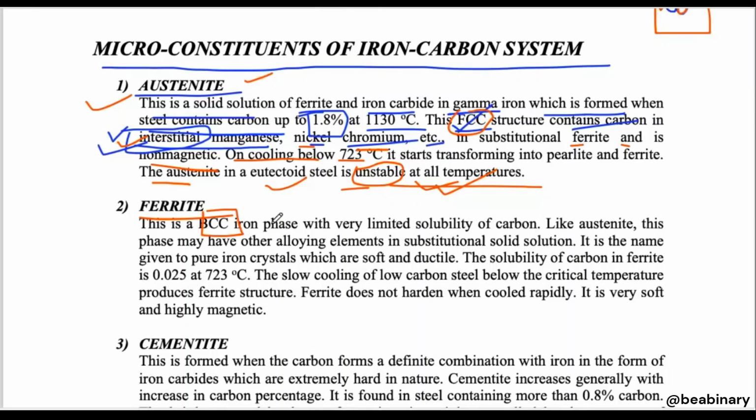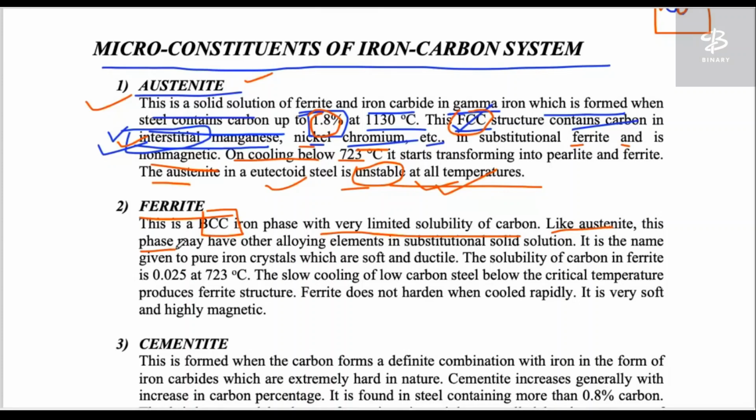So ferrite is a kind of iron phase having BCC with very limited solubility of carbon. So in ferrite, we cannot incorporate much amount of carbon, though the overall maximum solubility is 6.67%, right? But if we talk about the ferrite, it has very low solubility of carbon. Like austenite has 1.8% of carbon, right?